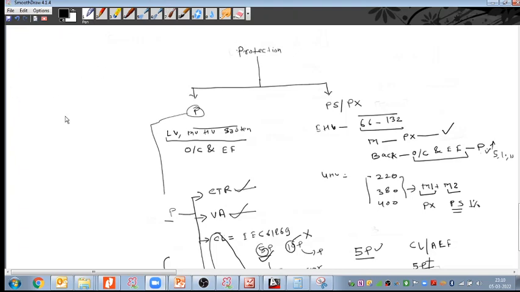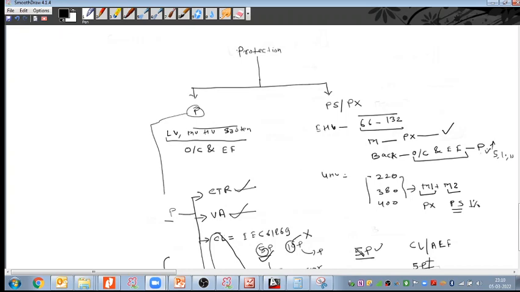Okay. VA burden is built by which physical design parameters in the CT? What may be? I'll check and then come back to you. Okay, let me allow.